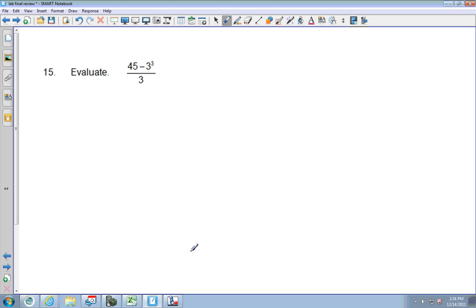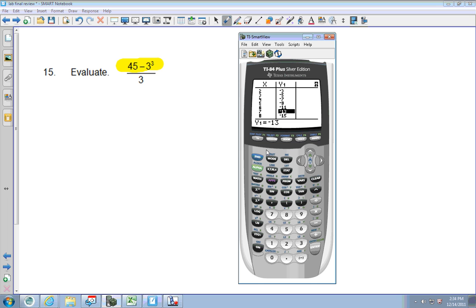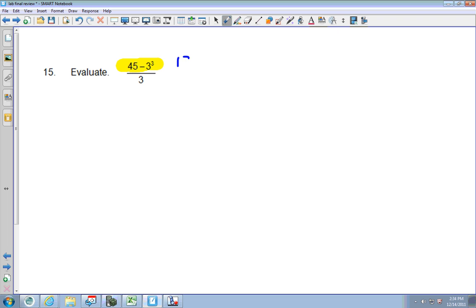Next, it says evaluate. Now this one you need to be very careful when you find this answer. Make sure you do what's in the top first. Okay, so I'm going to go in my calculator. Go in your home screen, second quit if you're in a different area, and I'm going to put 45 minus 3 to the third power. That would be caret 3, and press enter. I get 18. So now I have 18 divided by 3. 18 divided by 3 is 6. That's my answer.